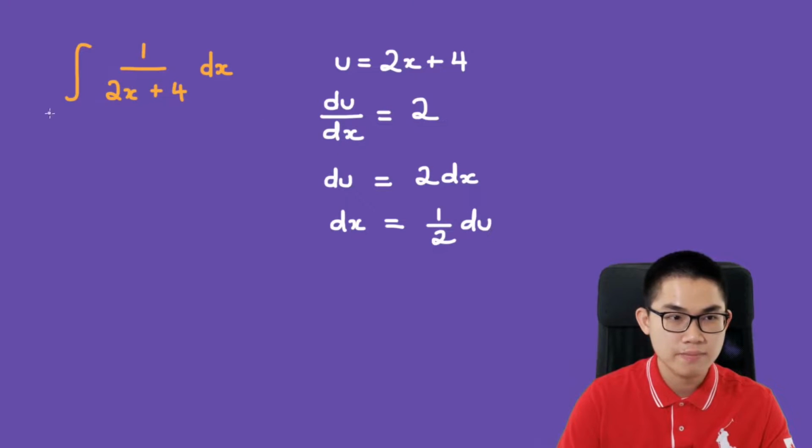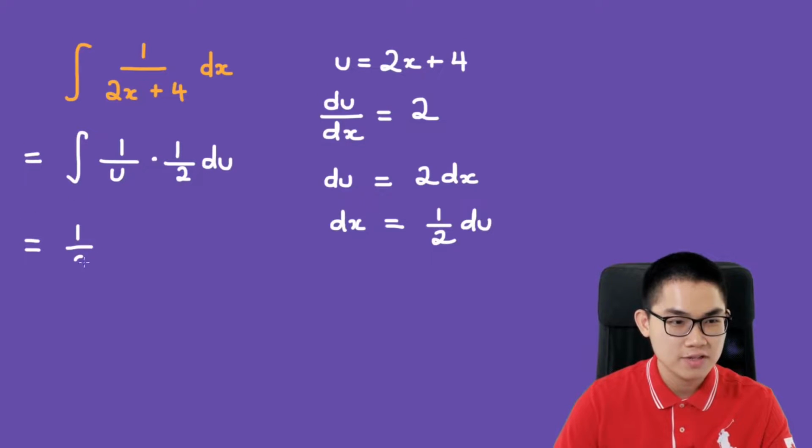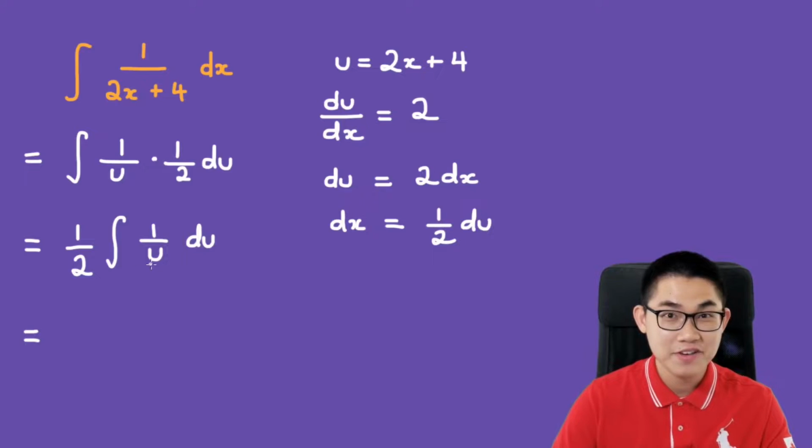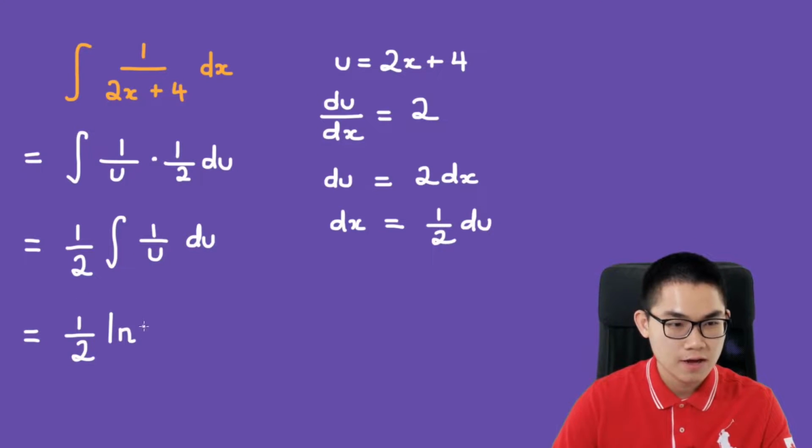Now we can substitute it back into this integral. We have the integral of 1 over u, and dx is 1 over 2 times du. And since 1 over 2 is a constant, we can move it outside of the integral. So we have this times 1 over u du. Now, the antiderivative of 1 over u is the ln of u. So the ln of absolute value of u plus c.